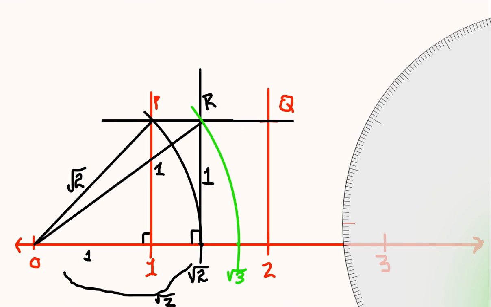So students, we have got this distance OX as square root of 3. Not, sorry, OY as square root of 3 on the number line. OX is square root of 2.